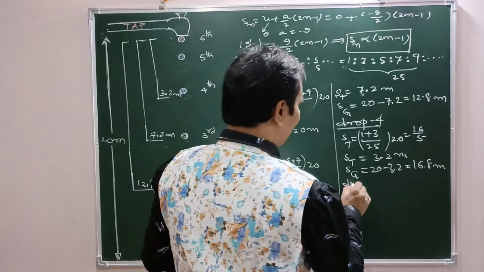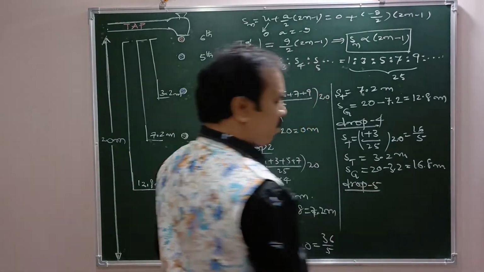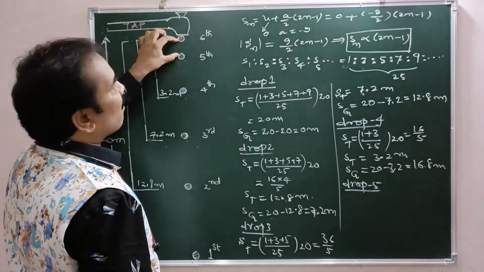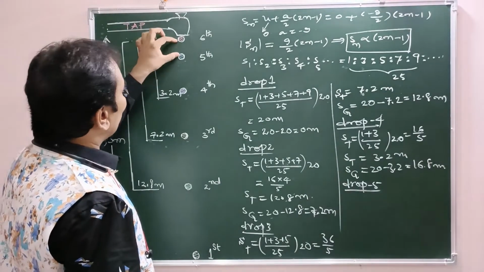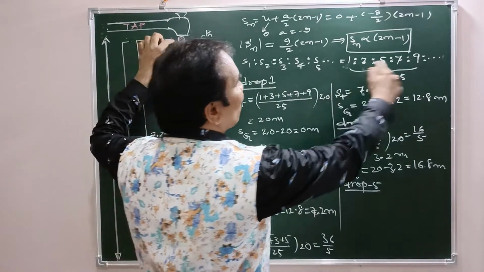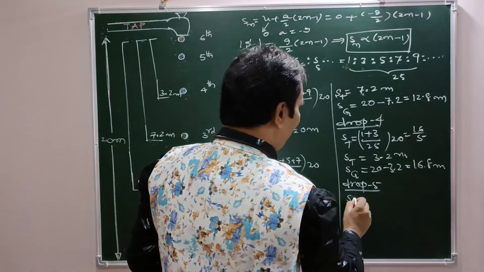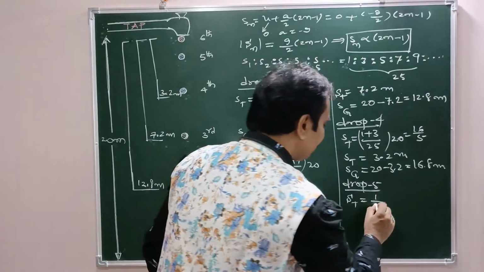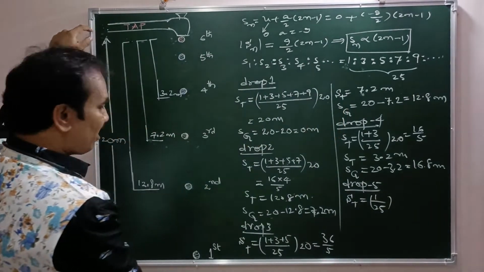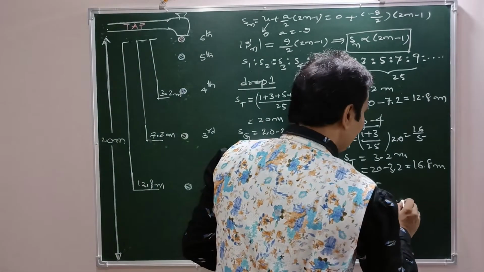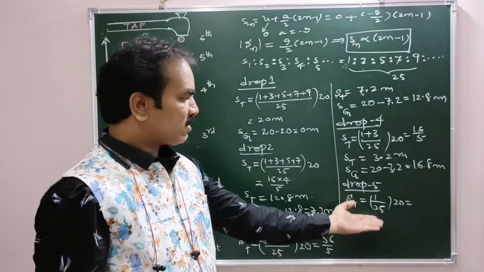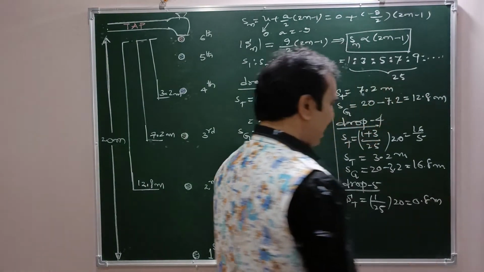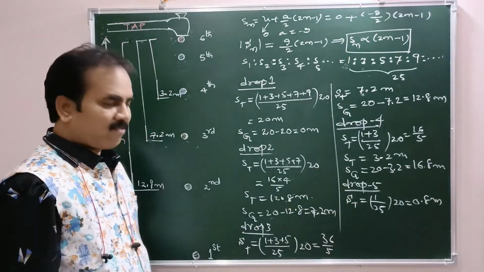Now, coming to the fifth one. See, this is drop number 5. Now, what is the distance here? One part out of 25 parts. So the distance covered by the fifth one from the tap is given by 1 out of 25 parts of the total distance of 20 meters. That is 20 by 25, that is 4 by 5, which means 0.8 meter, right?